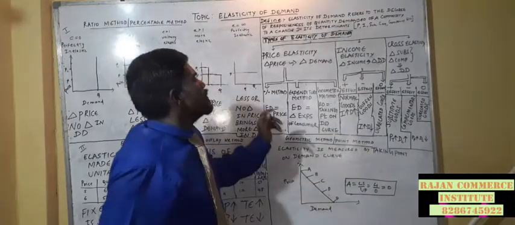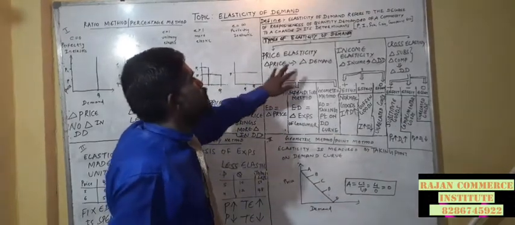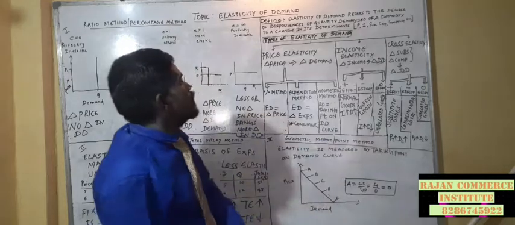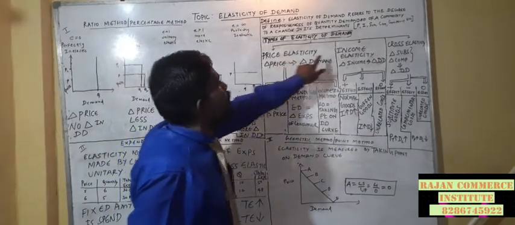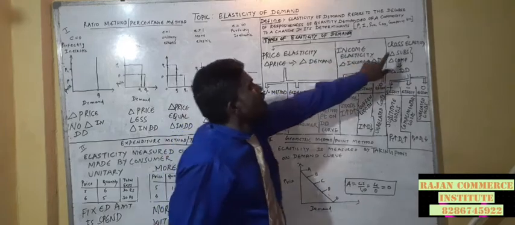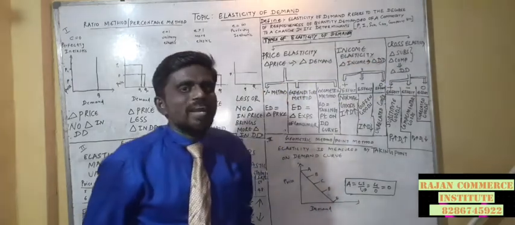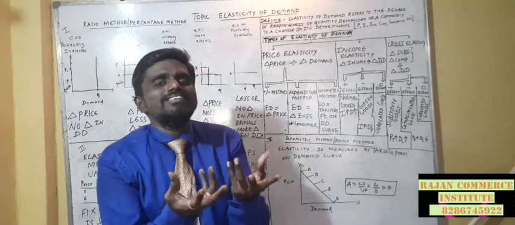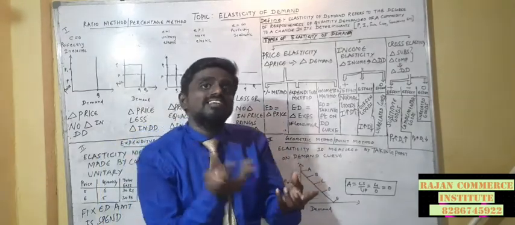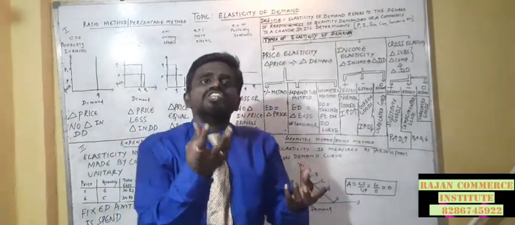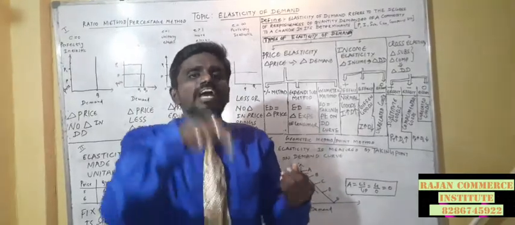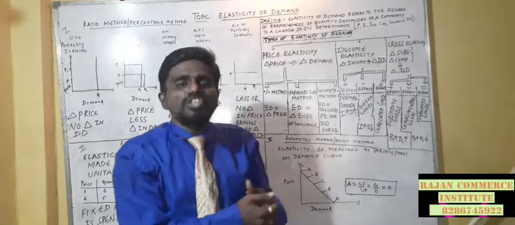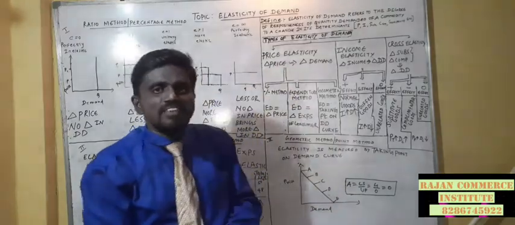Now let us get into the three types of elasticity of demand. What are those three types? Price elasticity, income elasticity, cross elasticity. What is the meaning of price elasticity? The word price itself says that demand changes due to change in the price. If prices are going up or falling down, the demand will change. That's called price elasticity of demand.